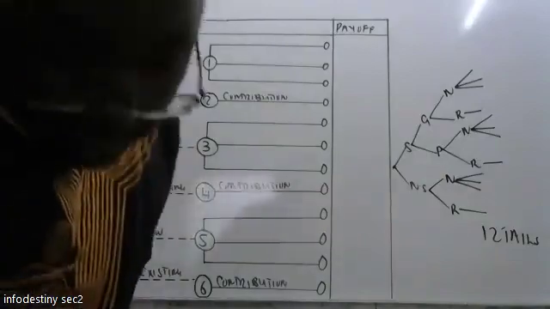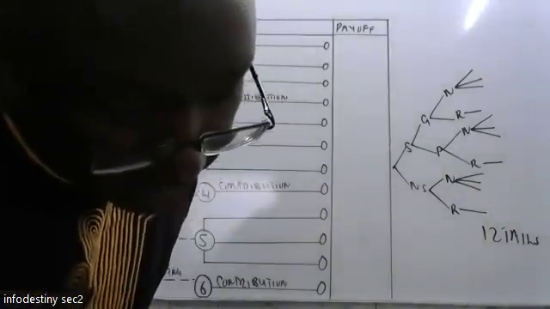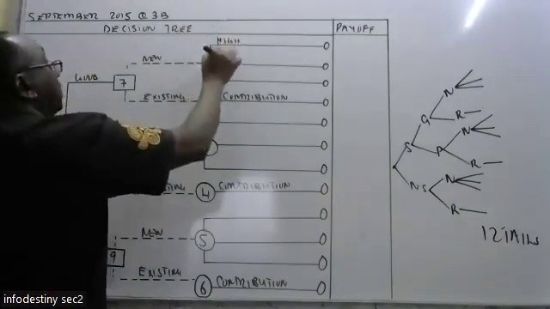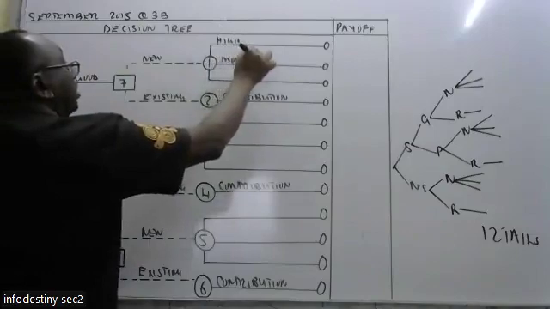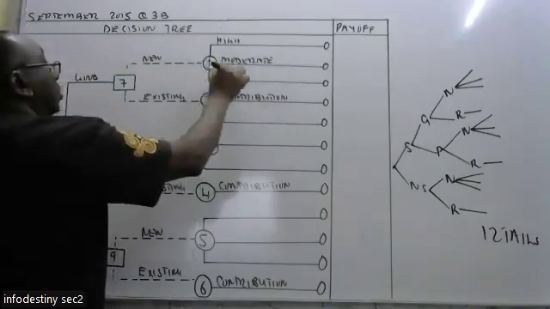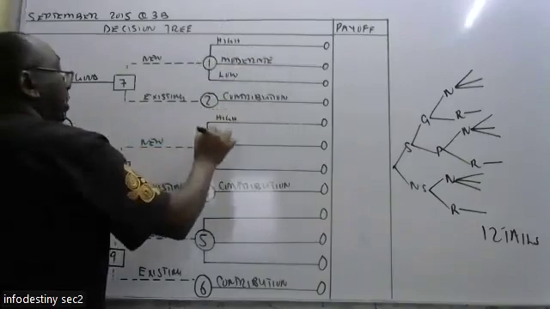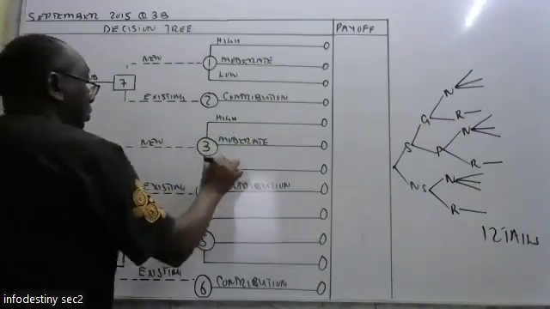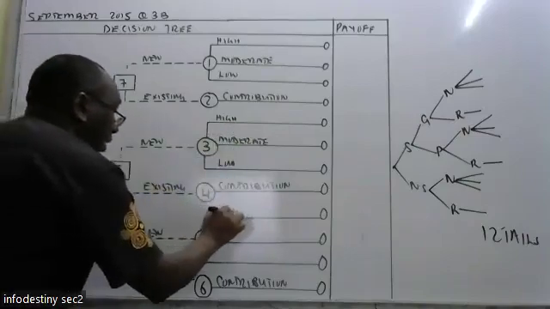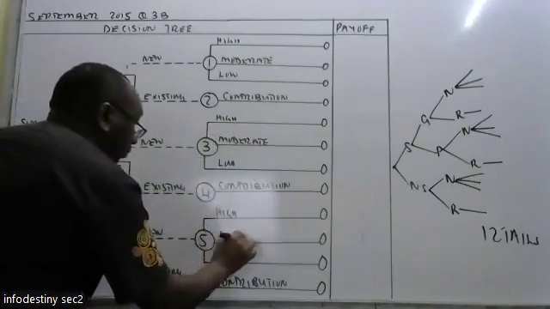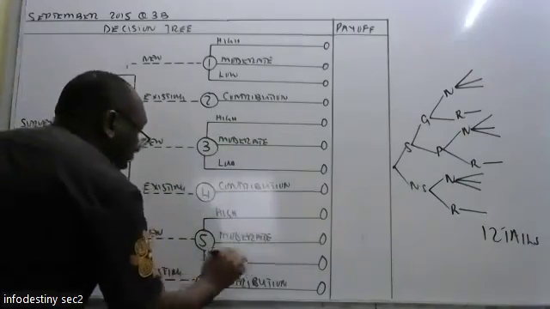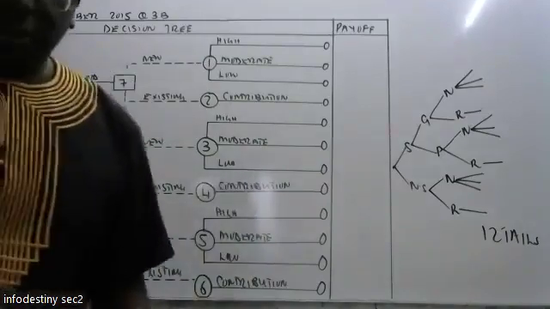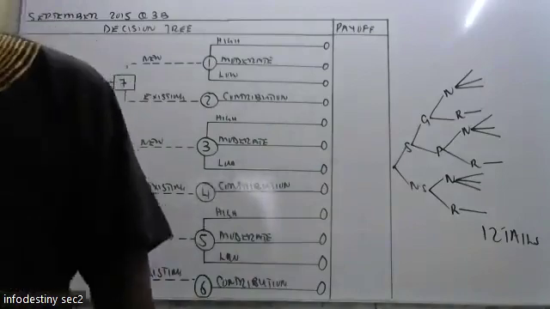So the demand can be high, moderate or low, high, moderate or low, high, moderate or low. So I think that is good enough. Finish up.